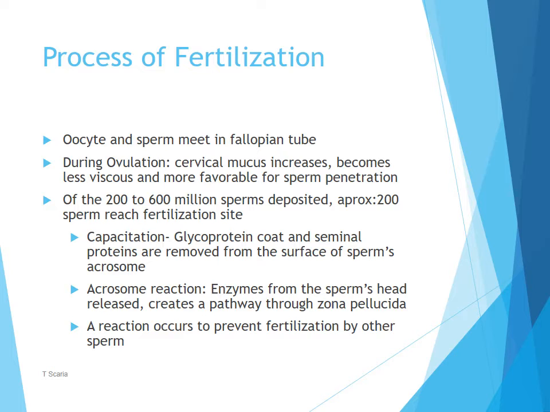Then a few things happen. One is capacitation. That is, a glycoprotein coat and some amino proteins are removed from the surface of the sperm's acrosome. That is the little head-like portion. Then another thing that happens is the acrosome reaction. In the acrosome reaction, the enzymes from the sperm's head are released, creating a pathway through the zona pellucida.